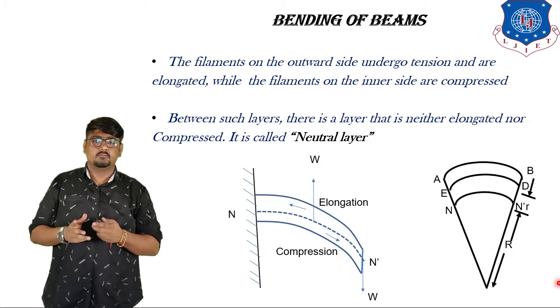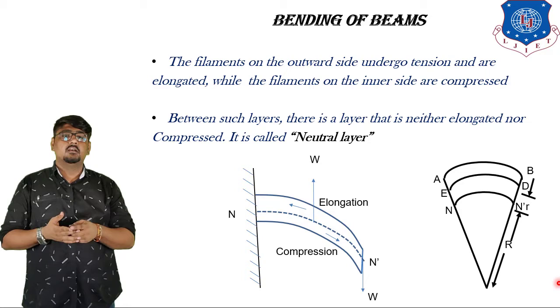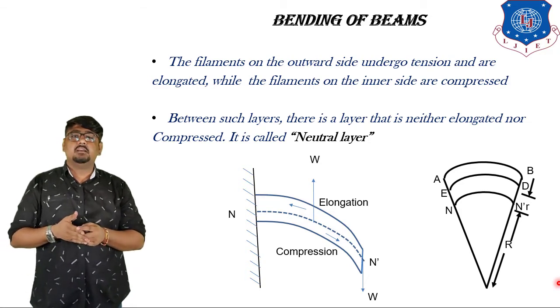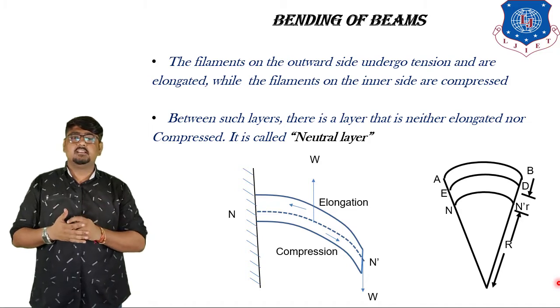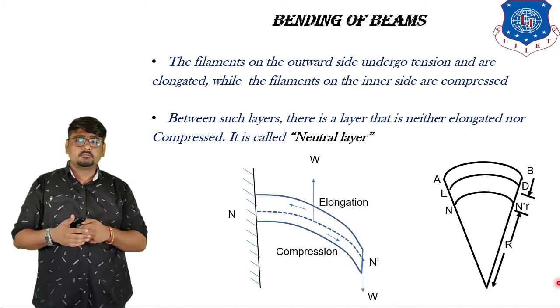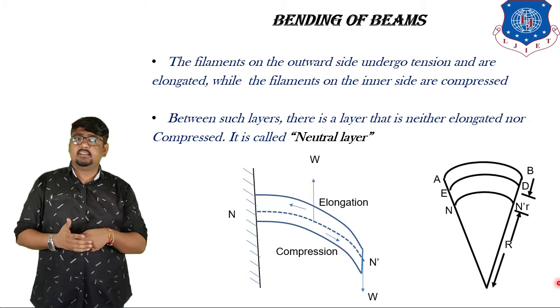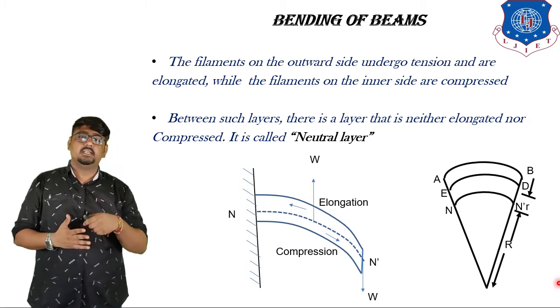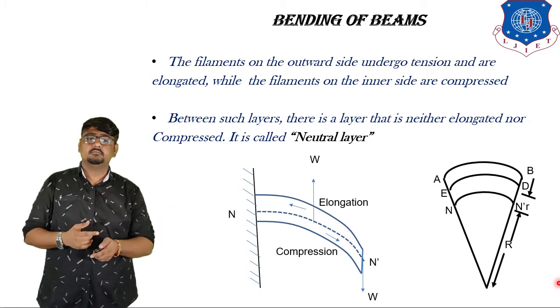Remember it very well. Okay, the filament on the outer side, as you can see in the figure, undergoes tension and is elongated, while the filaments on the inner side are compressed. Okay, so between such layers, there is a layer that is neither elongated nor compressed. It is known as a neutral layer. You can see in the figure I have shown it.